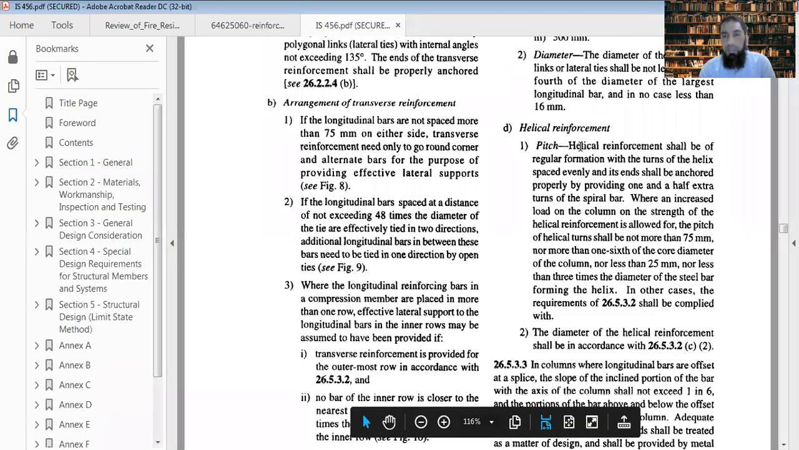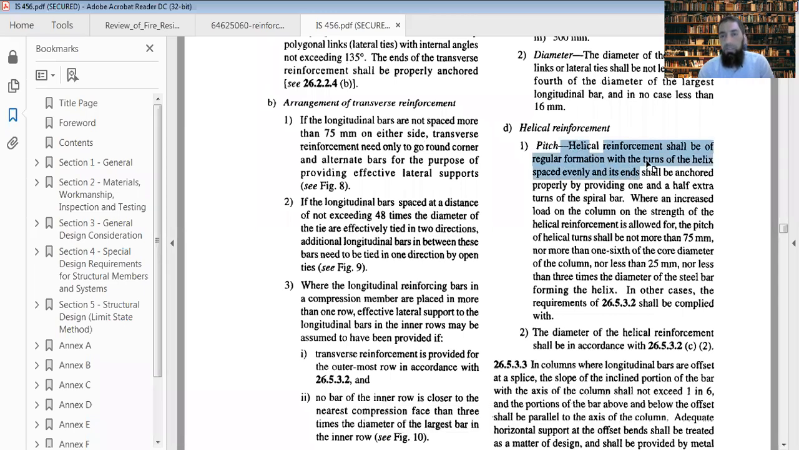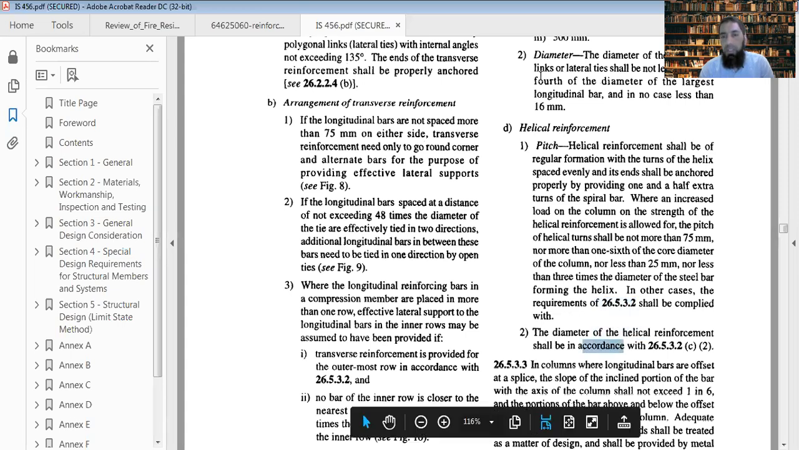Then, in case of circular columns, you have a pitch for the helical reinforcement. The turns of the helix shall be placed evenly, and its ends shall be anchored properly by providing 1.5 extra turns of the spiral bar. The pitch of the helical shall not be less than 75 mm, not more than 1/6 of the core diameter, not less than 25 mm, and not less than 3 times the diameter of the steel bar. So the diameter of the helical bar should be as per this as well. So it has to be 8 mm at least.